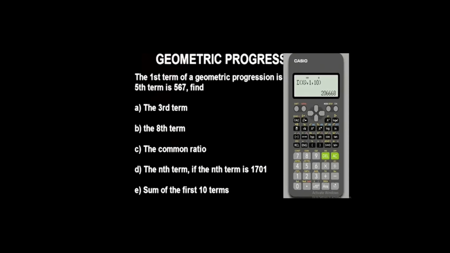206,668. So that's the sum, guys. 206,668. So that's the sum of the geometric progression.